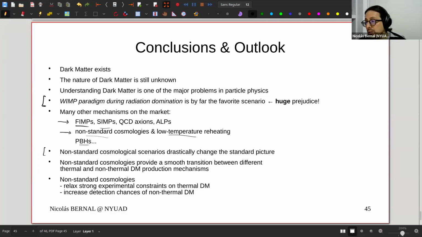Non-standard cosmology provides a smooth transition between different thermal and non-thermal mechanisms. For instance, we saw here that we can have a smooth transition between WIMPs and FIMPs, right? And in general, non-standard cosmology relaxes the strong experimental constraints on thermal dark matter, on WIMPs, and increases the detection chances of non-thermal dark matter, as in the case of FIMPs. That's what we saw.